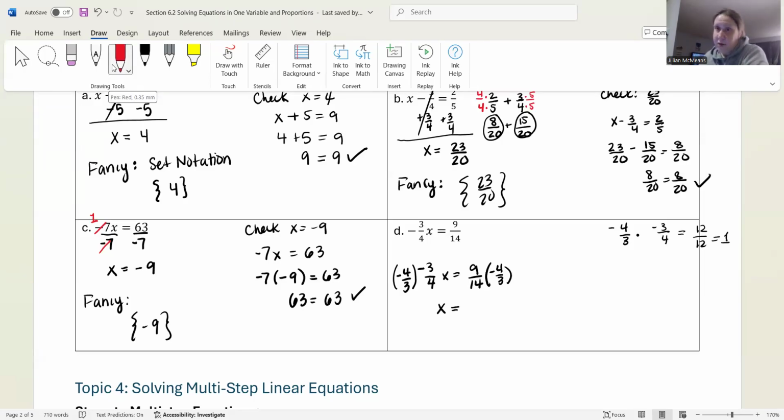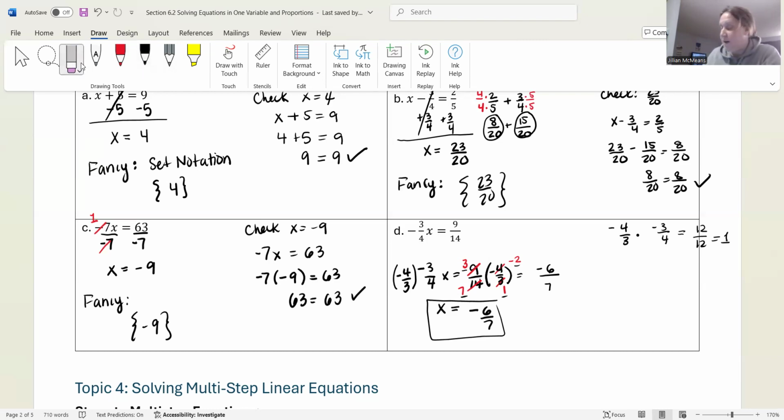So I notice that 9 and 3 have a common factor of 3. So I'm going to divide both 9 and 3 by 3. 3 divided by 3 is 1. 9 divided by 3 is 3. Okay, I also noticed that 14 and 4 have a common factor of 2. So 14 divided by 2 is 7, and then -4 divided by 2 is -2. So I can just clean this up a little bit. I get 3 times -2, which is -6, and then I get 7 times 1 is 7. So at this point, we're saying that our solution is -6/7.